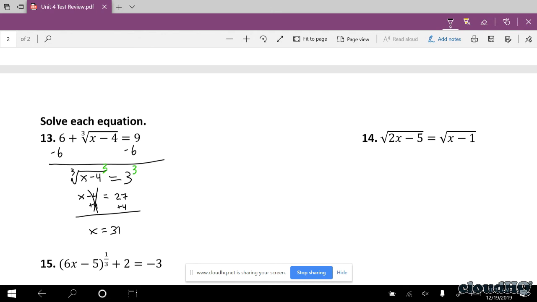You should check your answers. Sometimes you get an answer that doesn't work. If you plug 31 into the cube root, 31 minus 4 is 27, and the cube root of 27 is 3. So 6 plus 3 does equal 9, so it works.